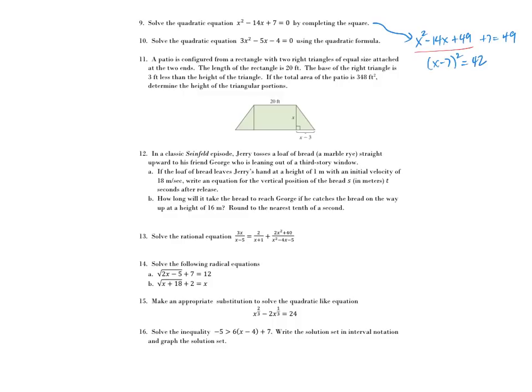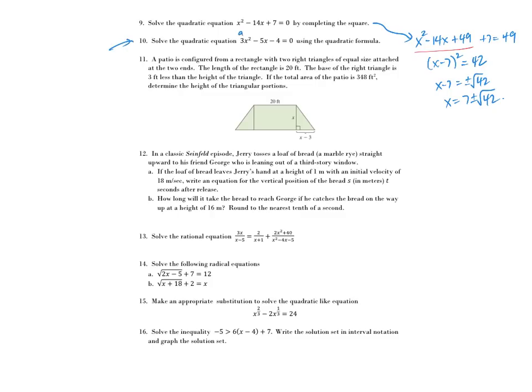And then if I want to keep going, I'm going to square root both sides. So I'll have x minus 7 is equal to plus or minus the square root of 42, and then I can add the 7. And there's my answer. Then I want to solve this one using the quadratic formula.